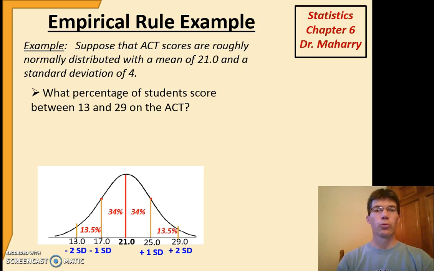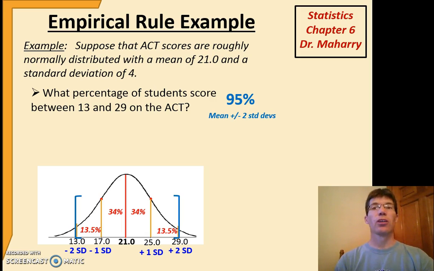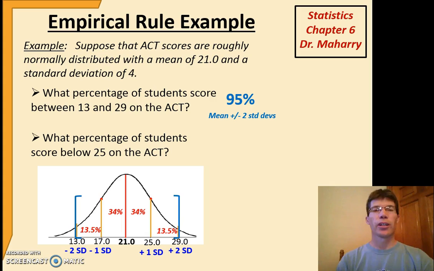So according to the empirical rule, I know that within 1 standard deviation we have 68%, so 34% on each side. Within 2 standard deviations, I have 47.5% on each side, or 95% in the middle. So 13 to 29 is the mean plus or minus 2 standard deviations. So according to the empirical rule, that would be 95% of all students score between 13 and 29 on the ACT.